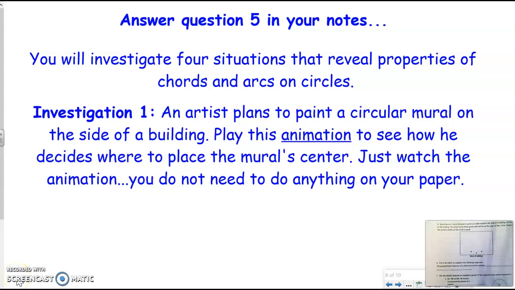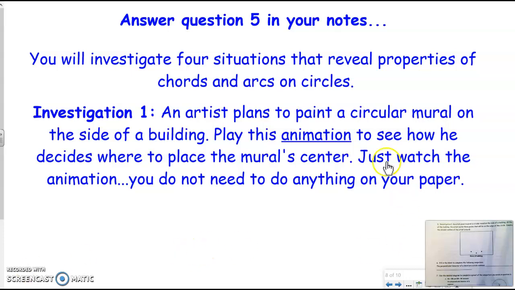Right, over the next several days, you're going to talk about some different investigations, and today we're going to look at one that involves chords and arcs in a circle. The first investigation says an artist plans to paint a circular mural on the side of a building. Play the animation to see how he can decide where to place the center of the mural. Just watch the animation. You do not need to do anything on your paper.